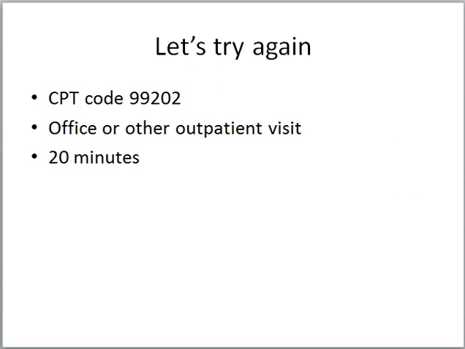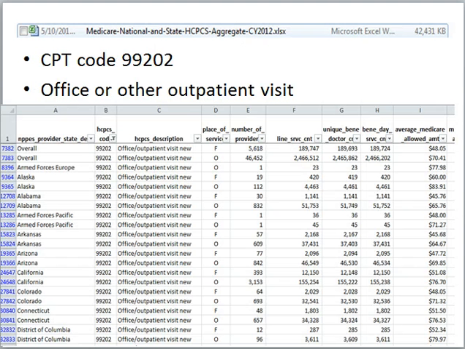This 99202, I think, is a 20-minute office visit. I may have searched on 99204, which I think is a 40-minute office visit. Nope, I did do 99202. Okay, so there it is. It could be that I screw up and later use 99204. Anyway, there's 99202. There were 46,000 visits in the United States in an office, 5,600 visits in a facility.